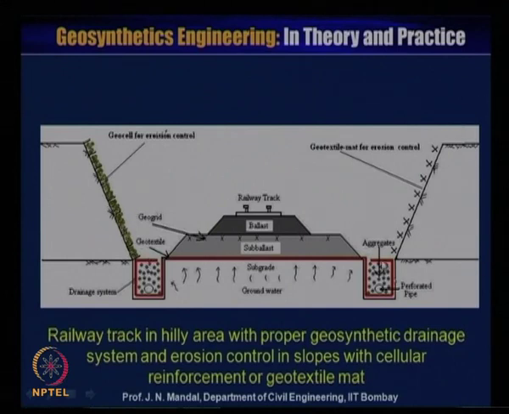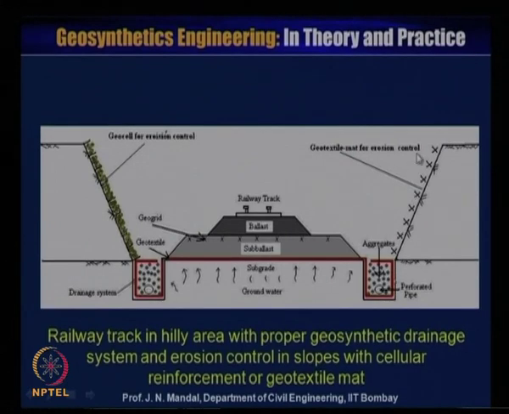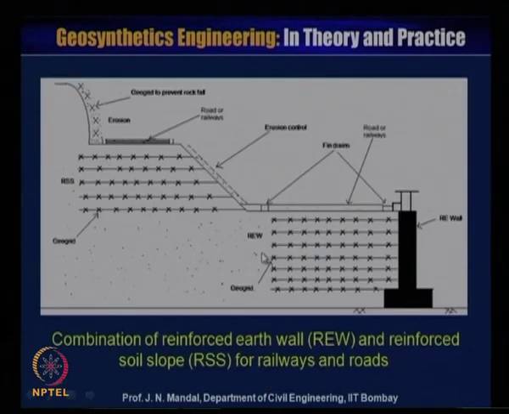Also, you can place only the geotextile material, and this is the geotextile mat for the erosion control, where also the grass can grow. So you can make it more greenery. This is a combination of the reinforced earth wall and the reinforced soil slope for any railway track. If there is erosion on this railway track, then you can provide the geosynthetic material to control it.